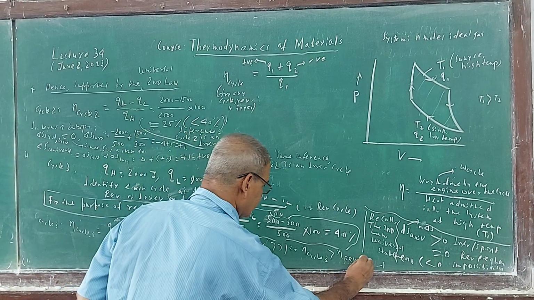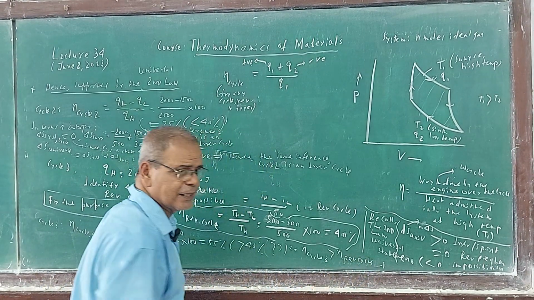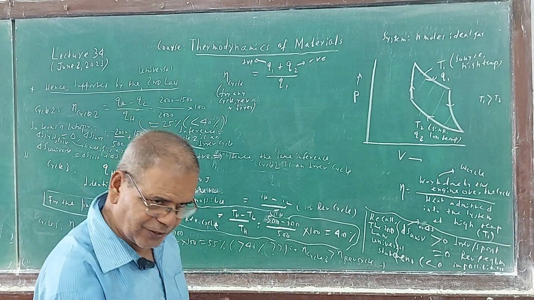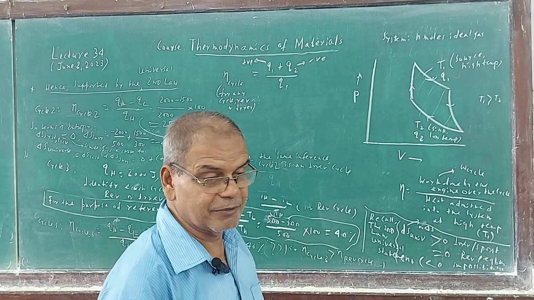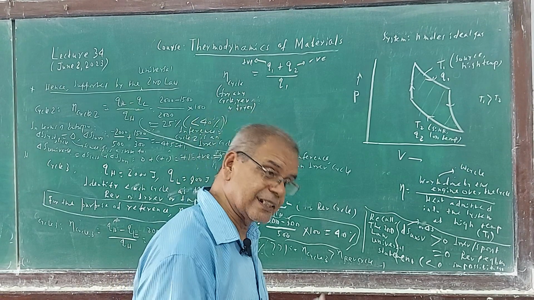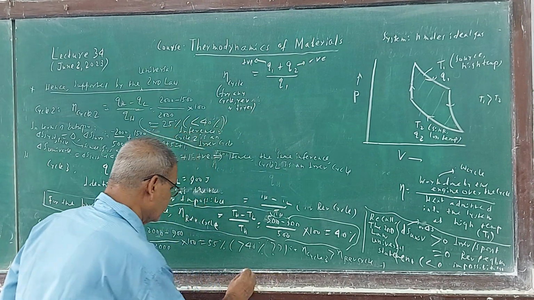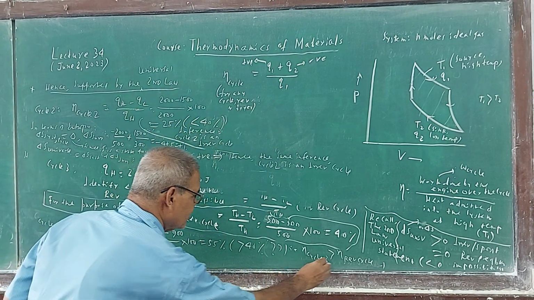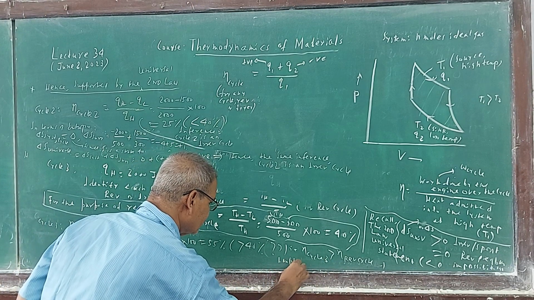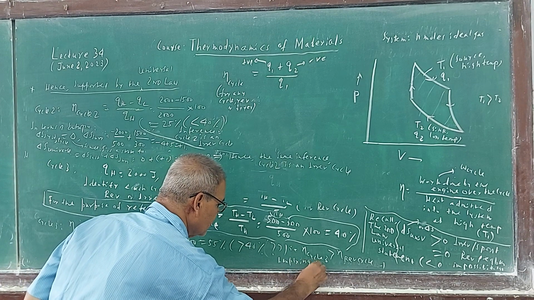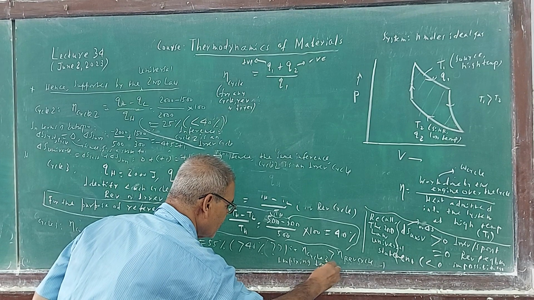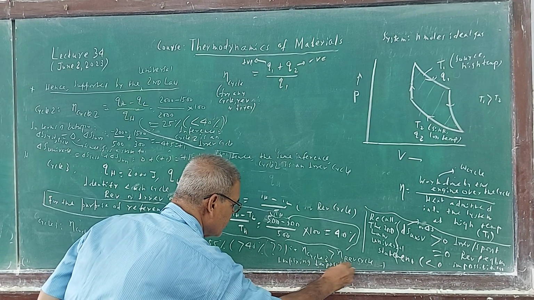What is the implication? If it ever happens, it is only impossible. There are three possibilities: one is less than reversible, another is equal to reversible, and the third is greater than reversible. This is indicating, implying an impossible cycle, an impractical, impossible cycle.